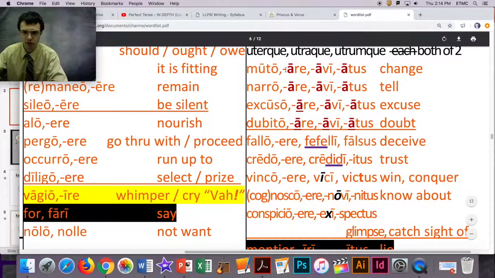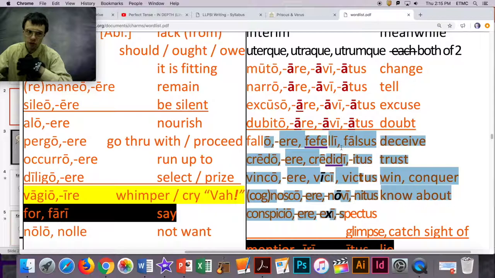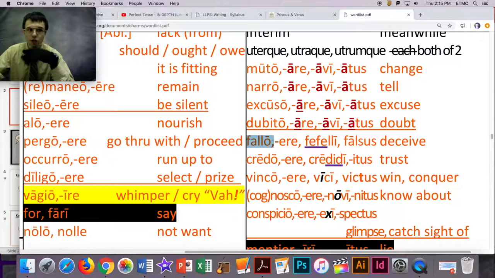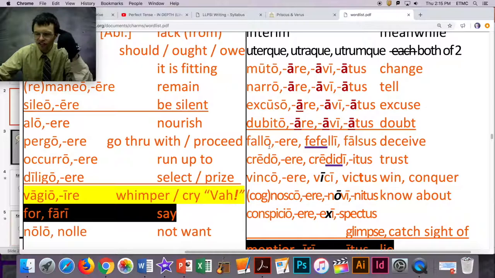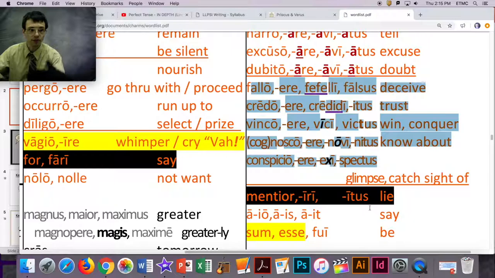First conjugation, of course, will be easy, but it's the other ones that you really need to recite over and over and over because they're so variable that the only way you'll remember them, if I ask you to say the perfect tense of deceive, you won't be able to do it unless you have recited fallo, fallere, fefelli, falsus in your mind so that you know that the past tense is fefelli and its past stem is fefell. So all these are what you need to be reciting mentally in your mind.